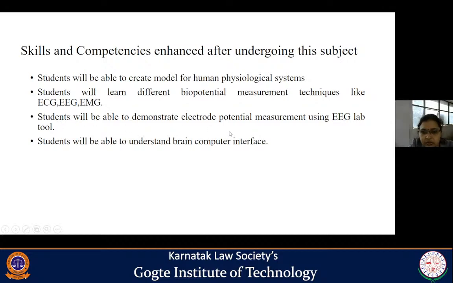Students will be able to demonstrate electrode potential measurement using the EEGLAB tool. So in MATLAB there is one tool, the EEGLAB tool. They can use it for some course activity which they will learn. So students will be able to understand brain computer interface.